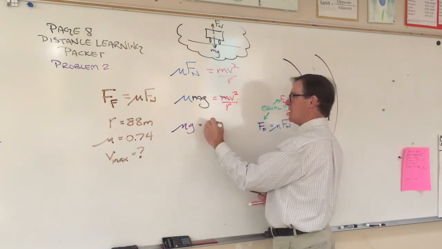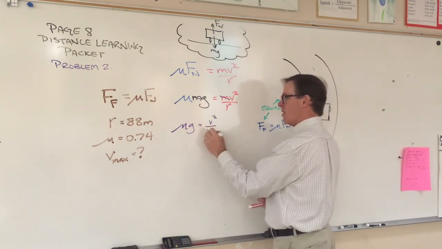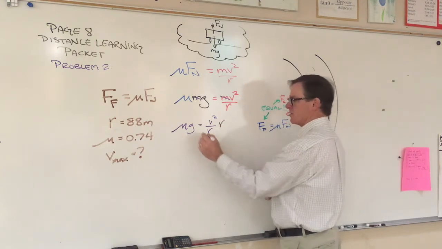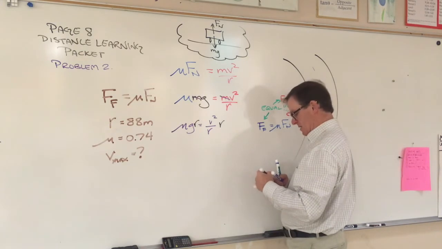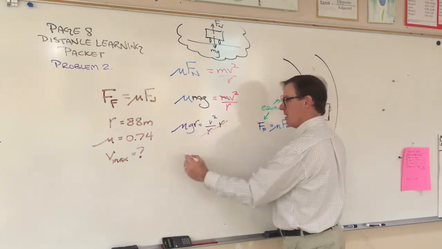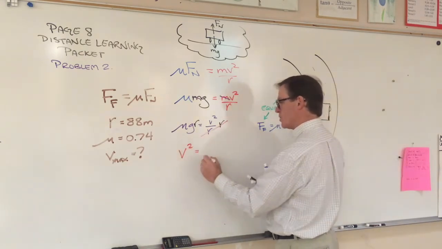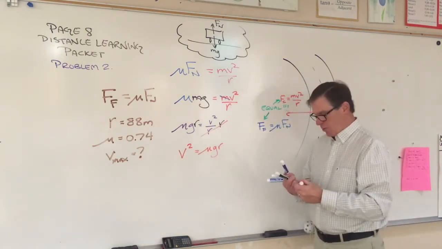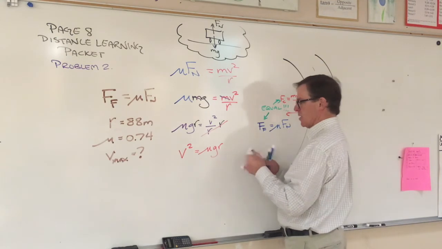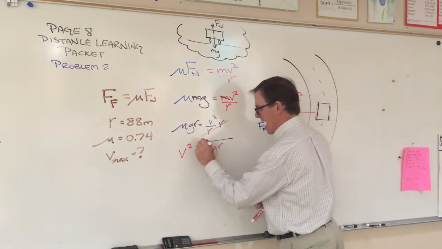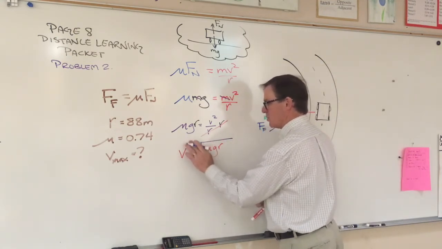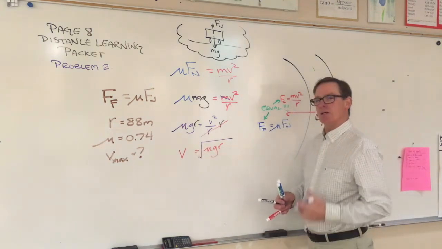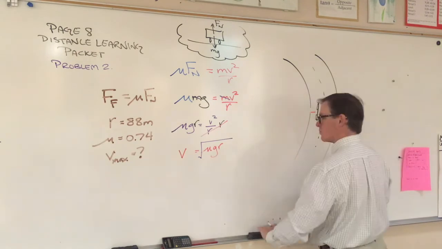I'm going to rewrite this just to make this look a little bit clearer to you. Mu times g equals v squared over r. I'm going to multiply by r. And when I do, the r cancels from the right-hand side, leaving v squared equals mu g r. Taking the square root of both sides gives us v max, in this case, equals the square root of mu times g times r.